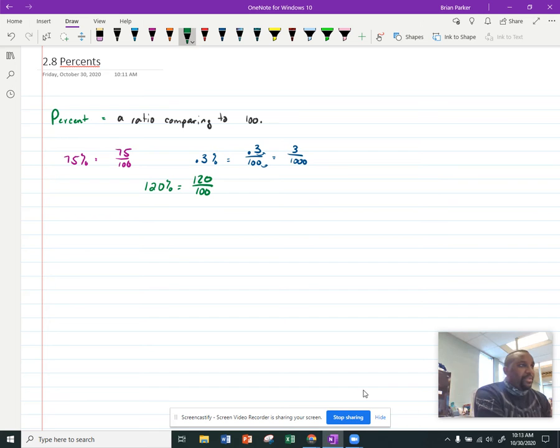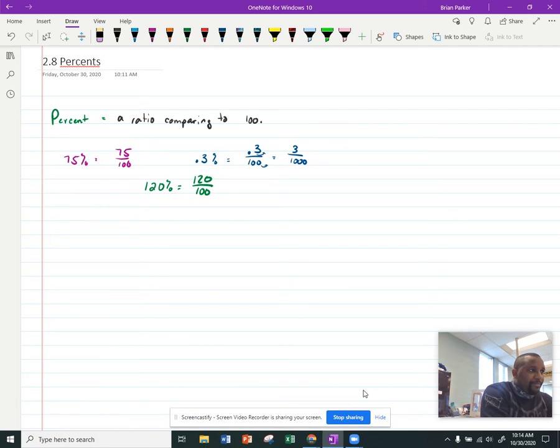There are some percents that you want to know all the time, some basic ones, and some tricks that go along with that. I'm going to take a picture of that and post that in here. But otherwise, solving percents is really not so bad.